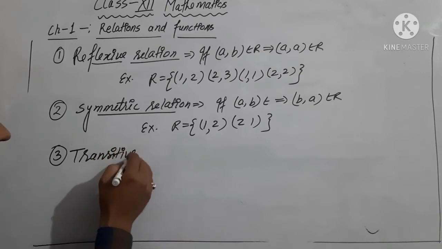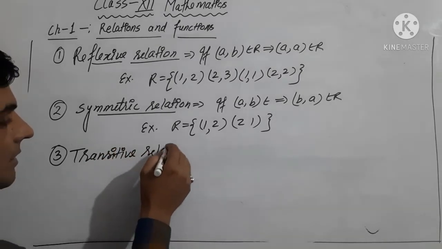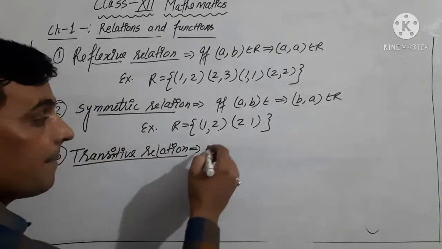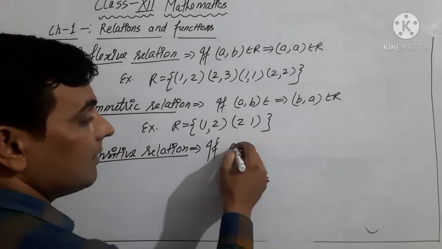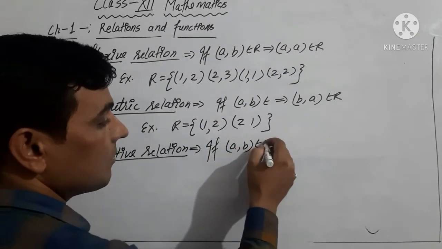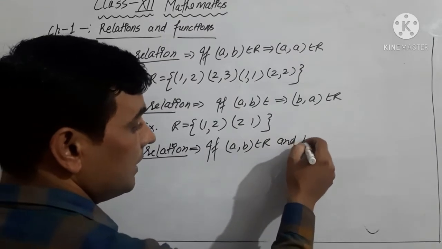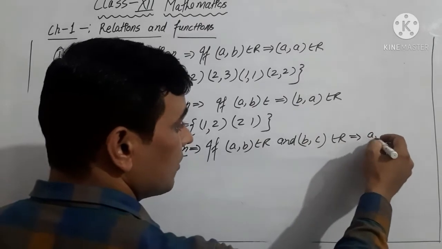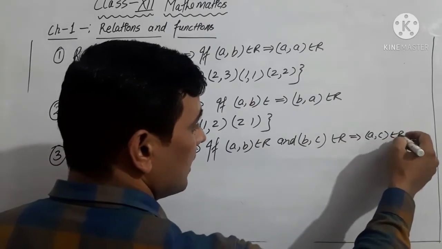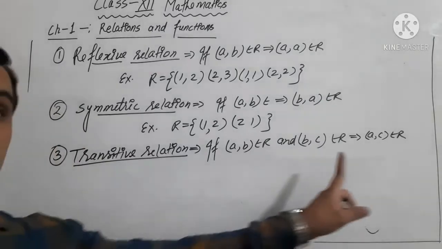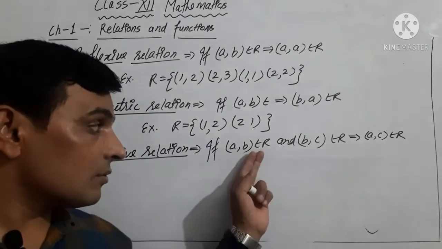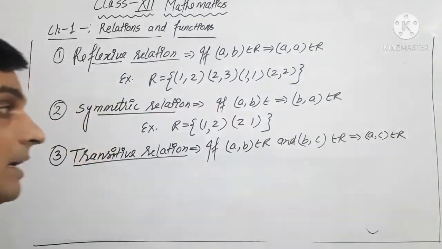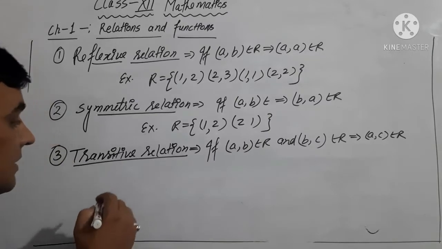Transitive relation. What is a transitive relation? A relation will be transitive if for every value of A comma B belongs to R and B comma C belongs to R, this should imply that A comma C also belongs to R. Then the relation will be transitive.